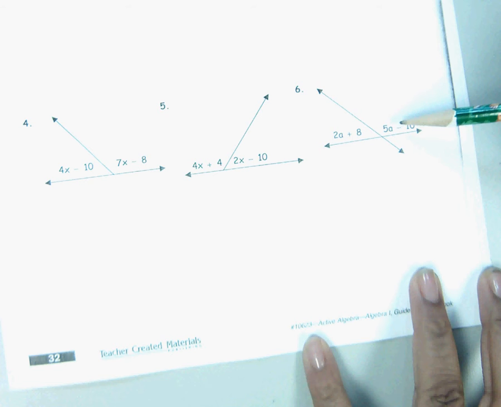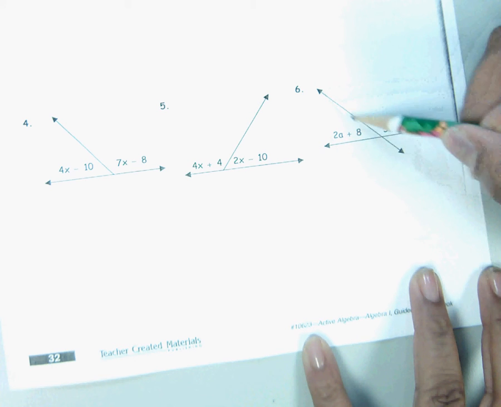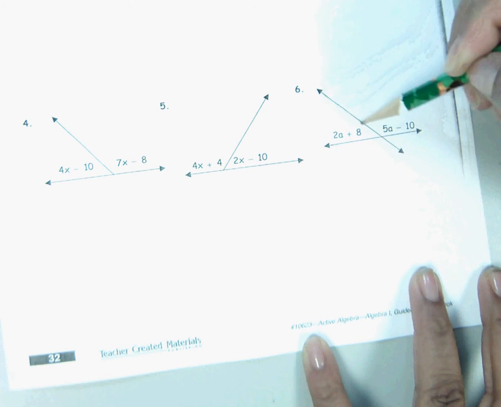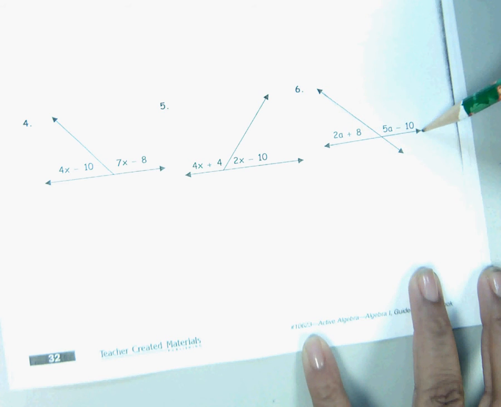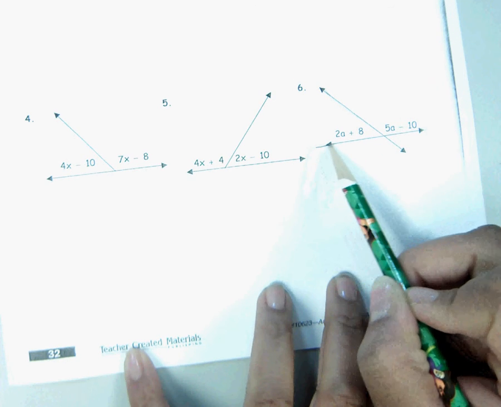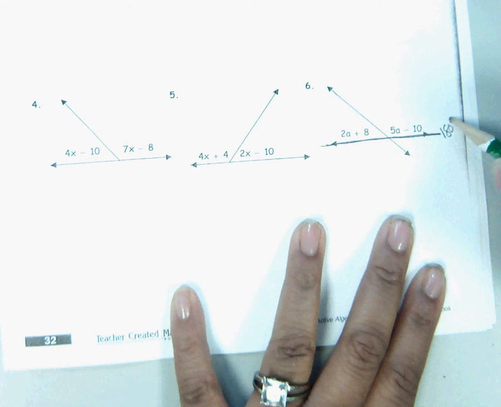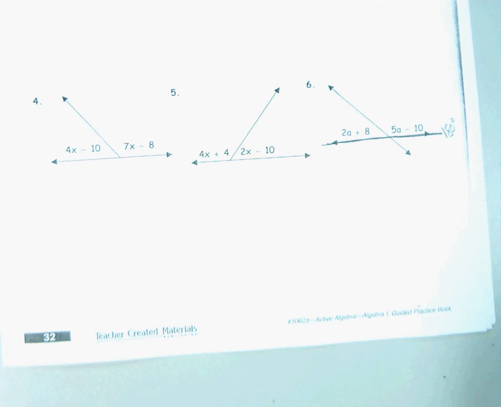Anybody know what supplementary stands for? 180. Oh, yeah. So when I take this angle here, it's acute, correct? And I add it to this obtuse angle, it gives me this line, which is equal to 180 degrees. Did everybody follow that? So how do you do this problem?